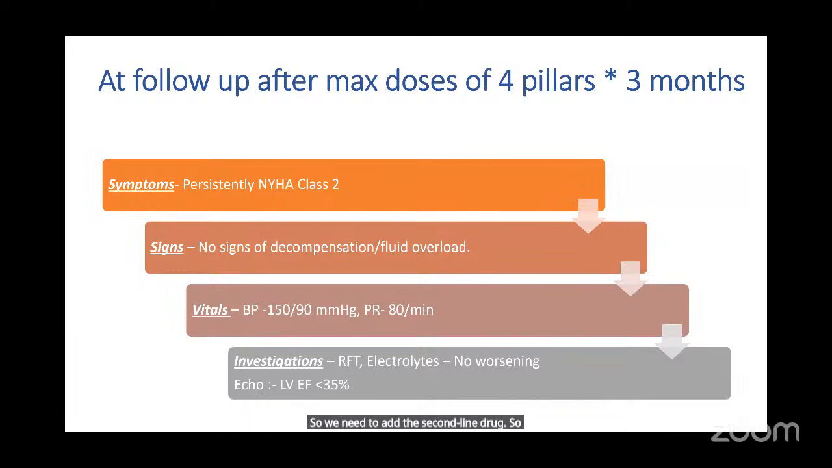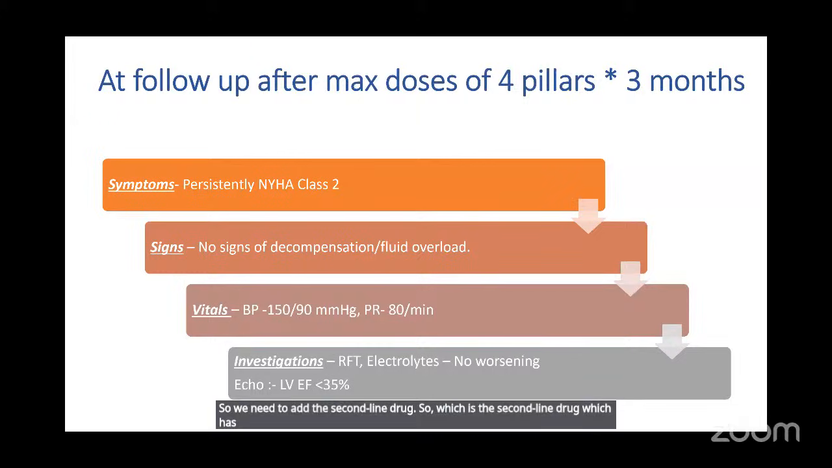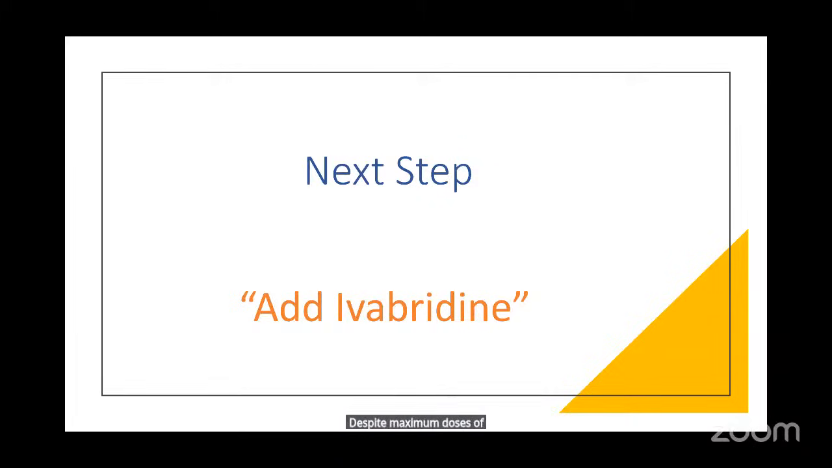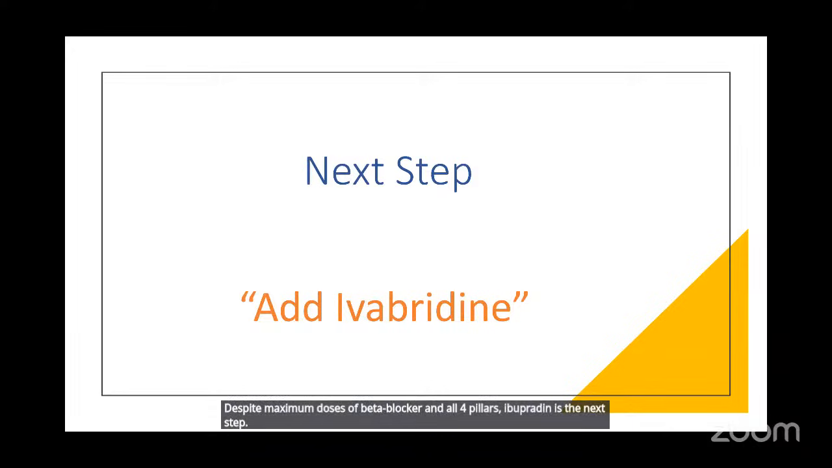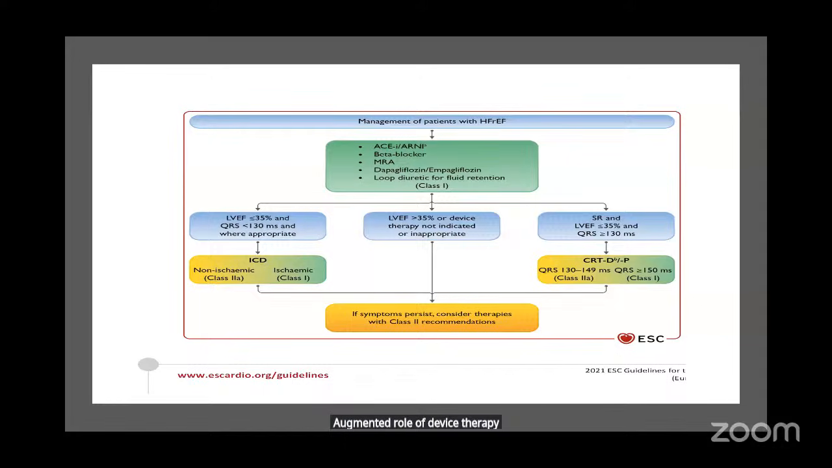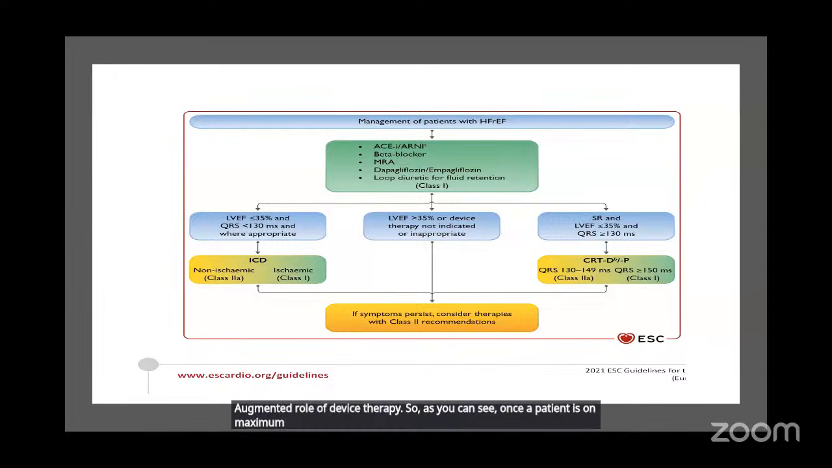So which is the second line drug which has been shown to reduce hospitalization in patients with heart failure? Ivabradine. It has a class 2A indication, and in patients with normal sinus rhythm and heart rate more than 70, despite maximum doses of beta blocker and all four pillars, ivabradine is the next step. Besides ivabradine, we should also assess our patients for any augmented role of device therapy.